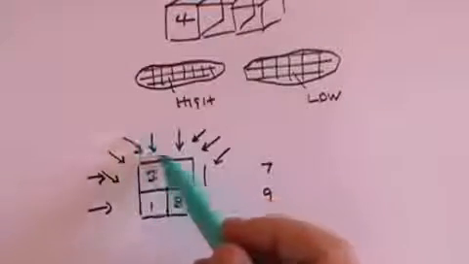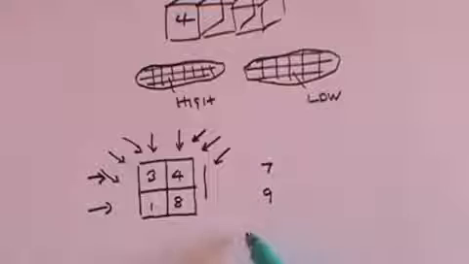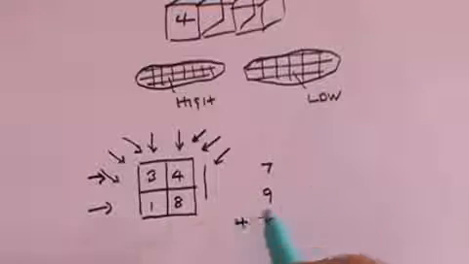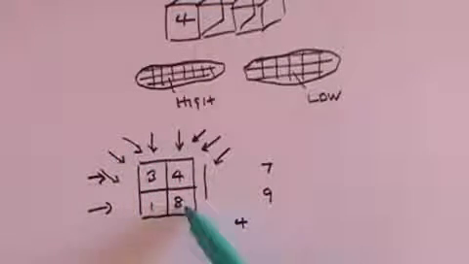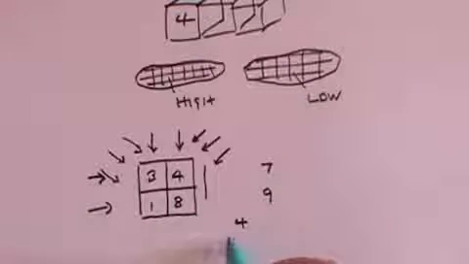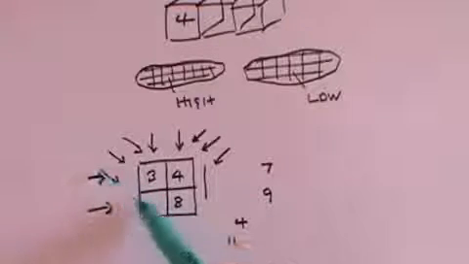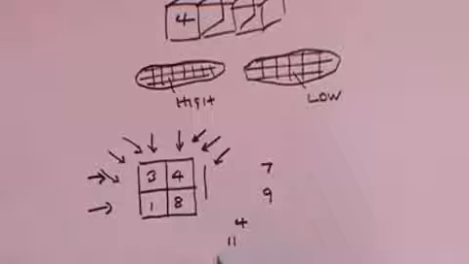Well, the X-ray that comes through this part here will come down as a 4. The X-ray that comes through this part here will come down as an 11, and the X-ray that comes through this part here will come down as a 1.